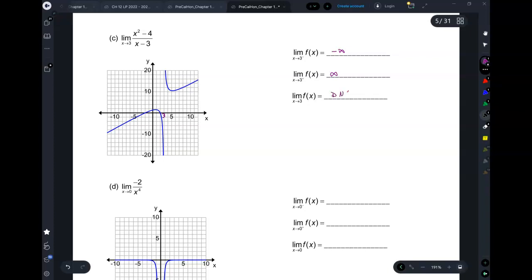DNE, because negative infinity and positive infinity are not the same. It is a very different situation if you have positive infinity dollars in your bank account or negative infinity dollars in your bank account. Chapter 11 time there.